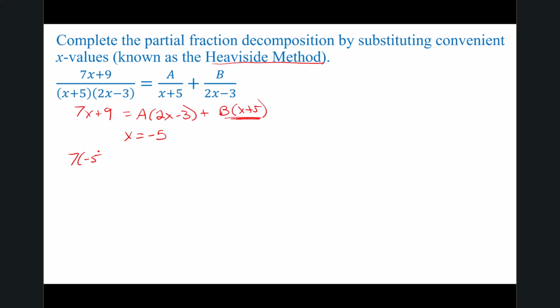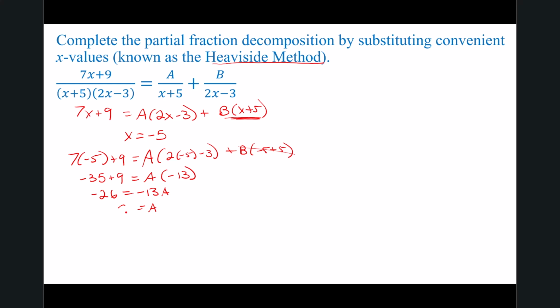7 times negative 5 plus 9 equals a times 2 times negative 5 minus 3 plus b times negative 5 plus 5. Now negative 5 plus 5 is 0, b times 0 is 0, so that part is just plus 0. So on the left side, I have negative 35 plus 9 equals a times negative 10 minus 3 is negative 13. So I have negative 26 equals negative 13a. Divide both sides by negative 13, and I get a equals 2, which is what I had before. So I have 2 over x plus 5 plus something over 2x minus 3.